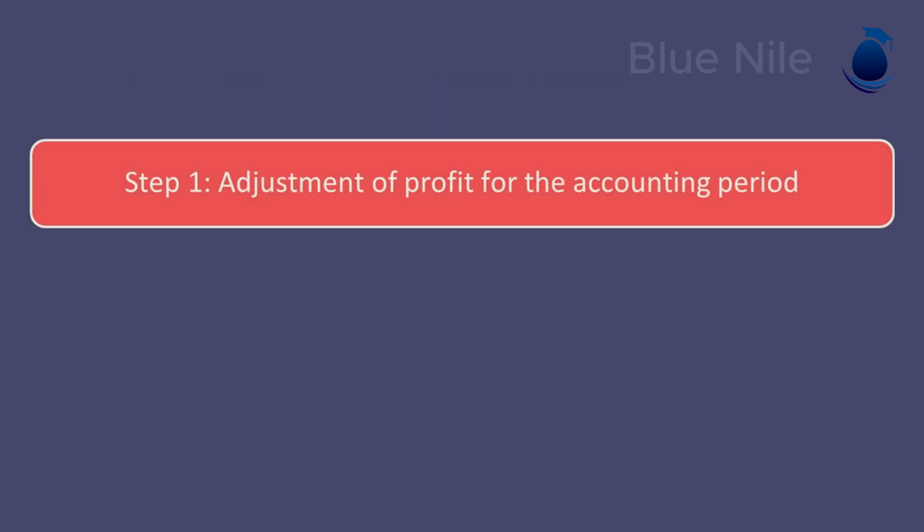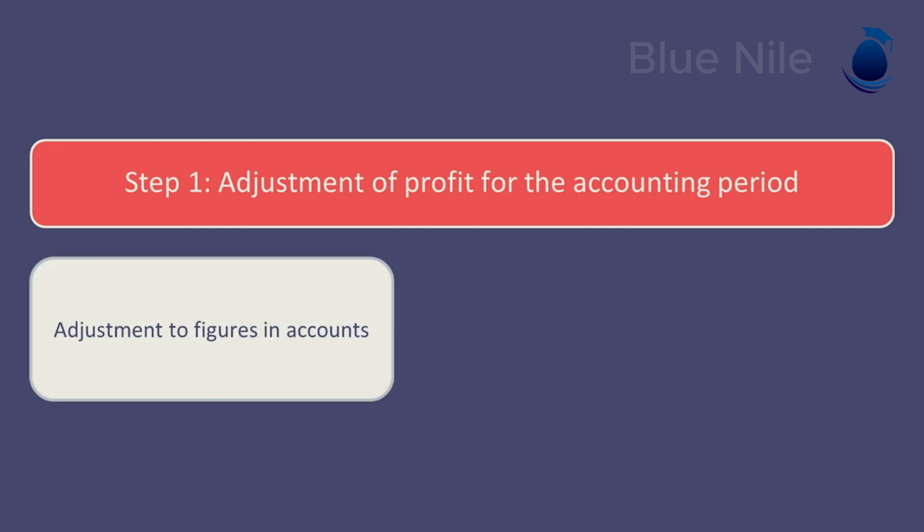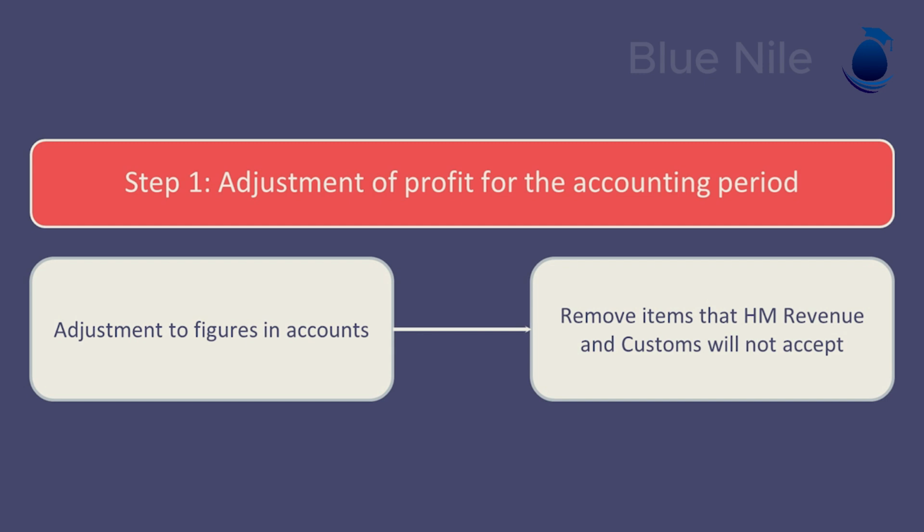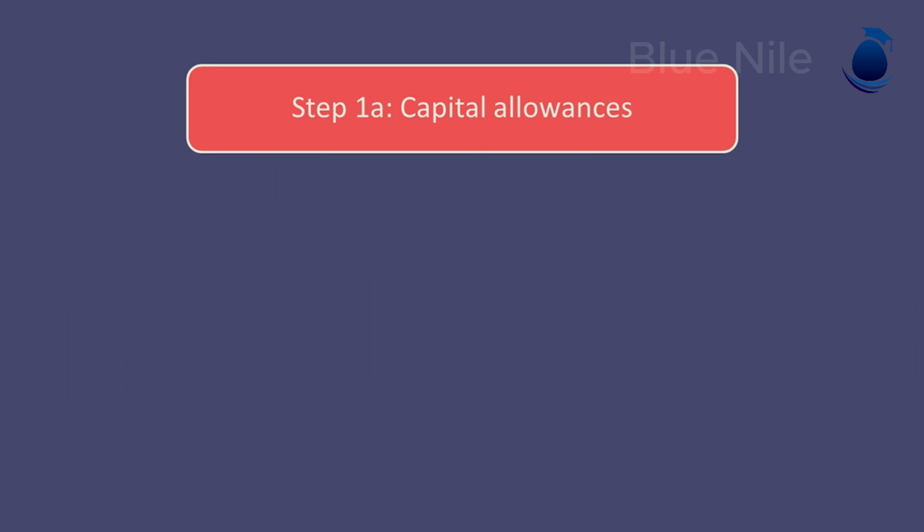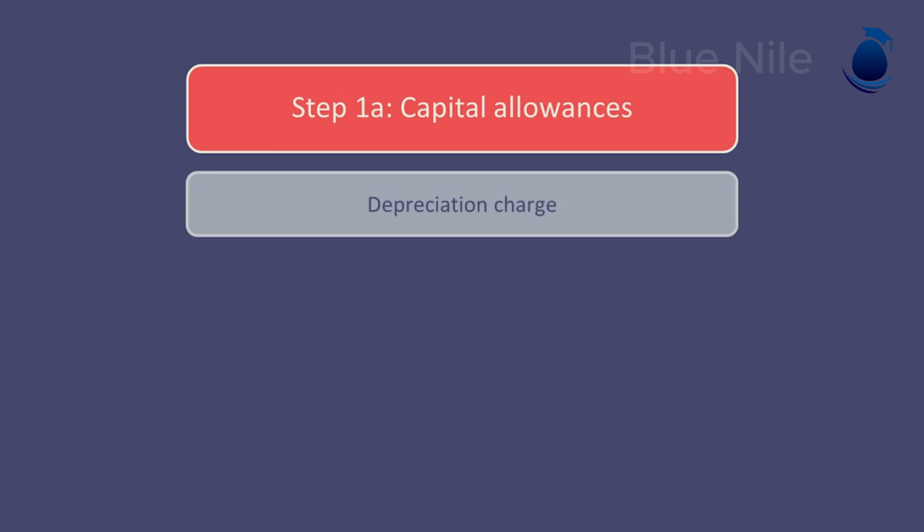Step 1. Adjustment of profit for the accounting period. For now, we'll ignore the issue with the dates and work on the figures that we've already produced in preparing the financial accounts. This first step will be an adjustment to the figure in the accounts to remove anything HMRC will not accept and perhaps replace it with something better. Step 1A. Capital allowances.